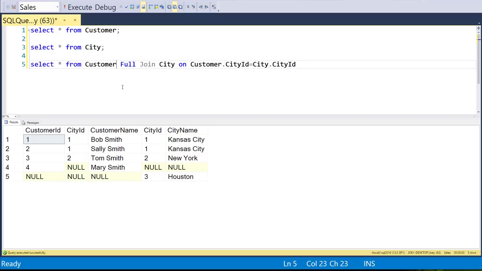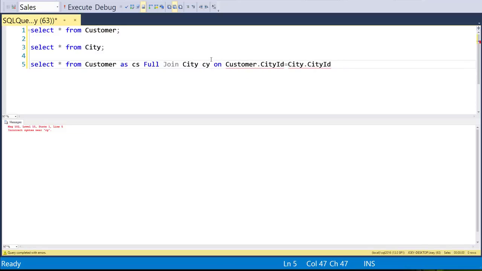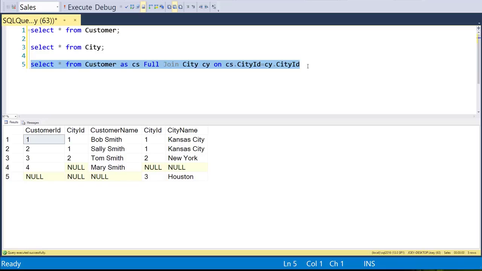Now we can also alias our tables, and you're going to want to do this a lot. So if I alias this as CS for customer, and I alias city as CY for city, then once you've aliased these, you can come in here and use CS for customer and CY for city. So let's come back here and run that, and that runs.